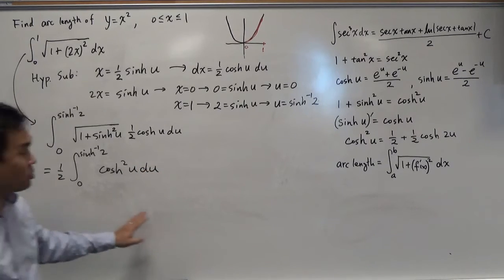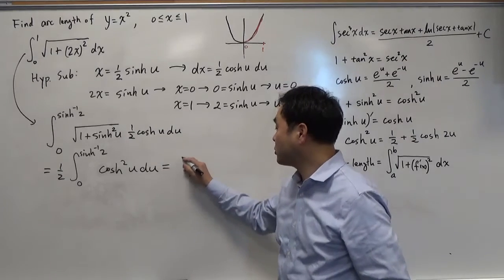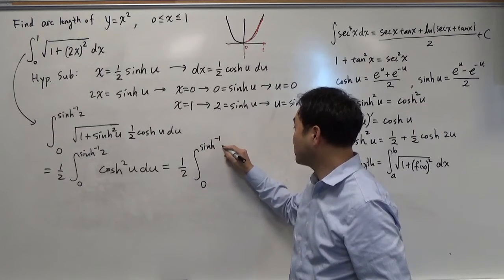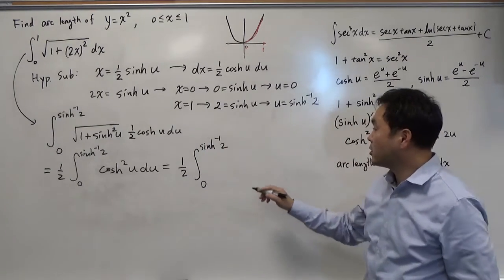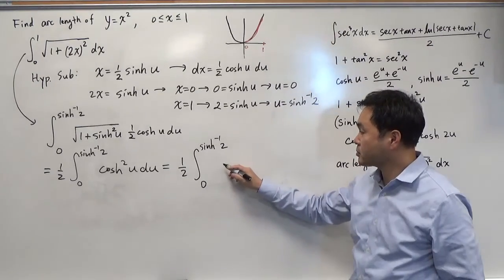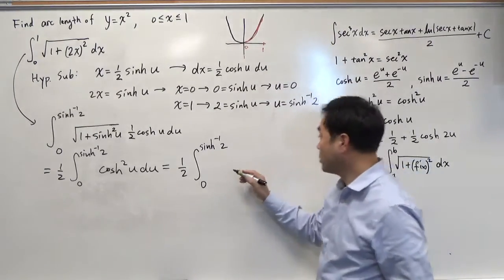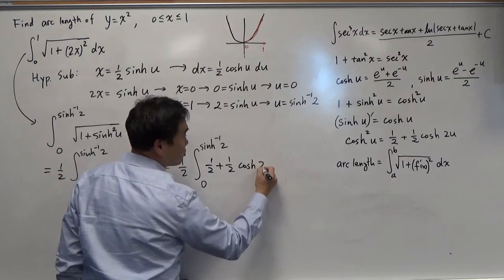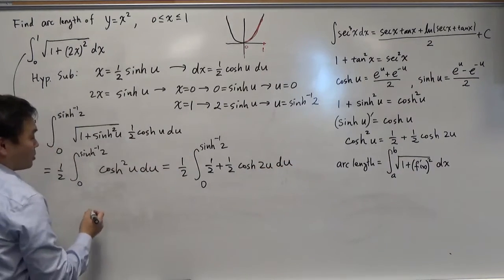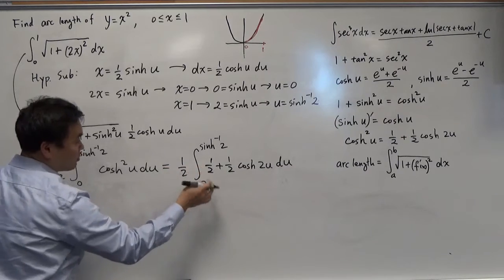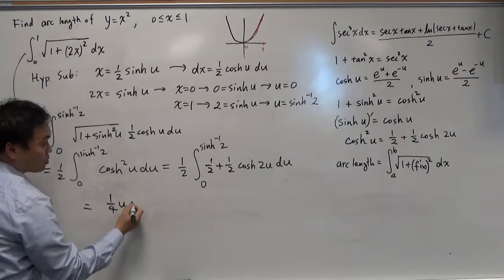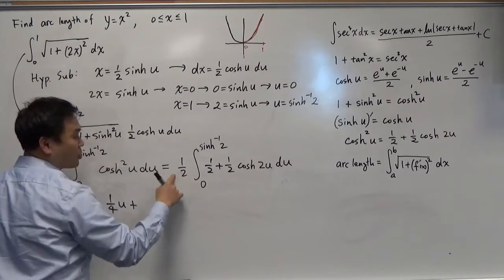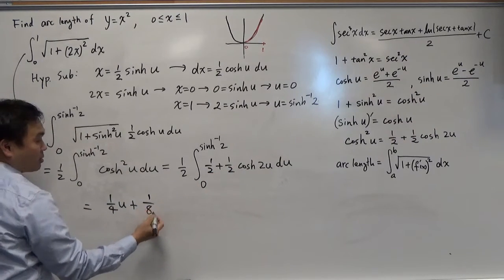Okay, and now we can use this formula to rewrite it as 1/2 integral from 0 to sine hyperbolic inverse of 2. And then you have 1/2 plus 1/2 of cosine hyperbolic of 2u du, whose integral now is 1/2 times 1/2 integrate by u, so it's 1/4 of u. And then if you integrate cosine hyperbolic 2u, this 2 will give you another 1/2, so it's 1/2 times 1/2 times 1/2, so it will be 1/8.